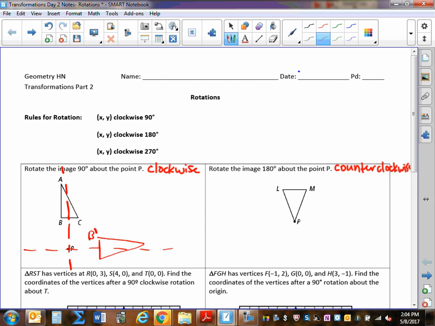E prime, A prime, and C prime. And again, we would label that with the prime. Okay. So again, it's that triangle that gets rotated out.